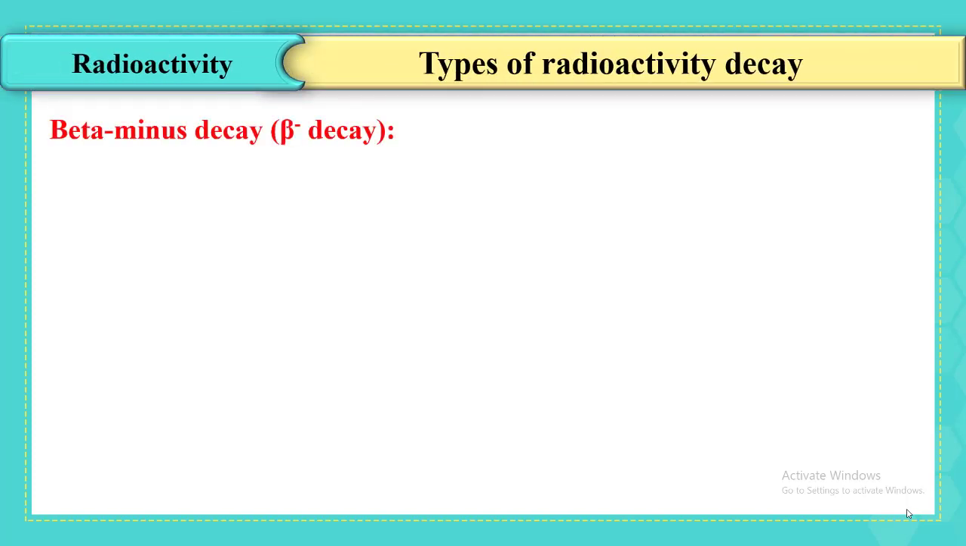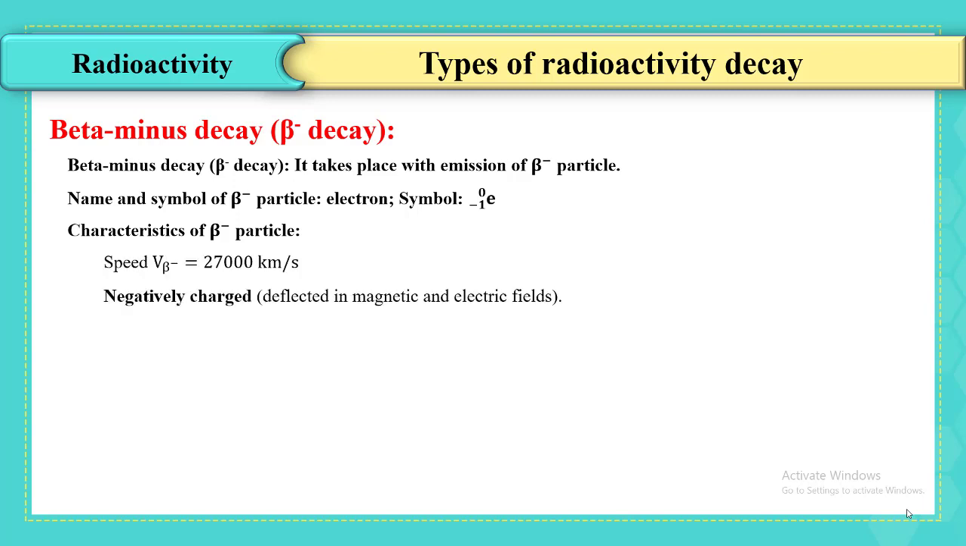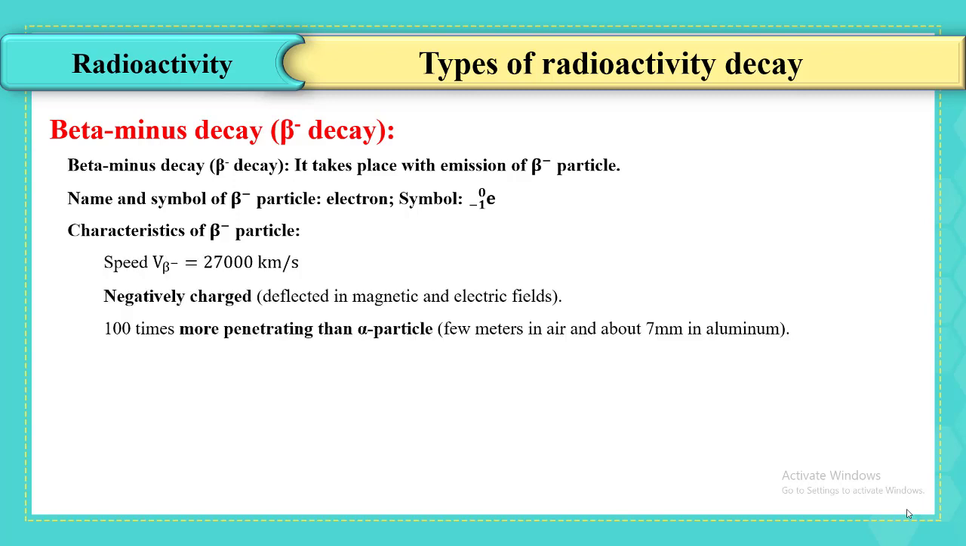It takes place when an electron is emitted from the atom because a neutron becomes a proton. The name of the beta minus particle is electron and it is denoted by e 0 -1. It has high speed compared to the alpha particle and it is negatively charged, and it has 100 times more penetrating power than the alpha particle.